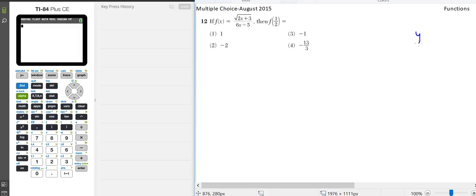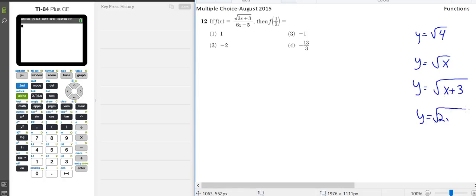Let's say we have y is equal to the square root of 4. This is not a radical function because we don't have a variable inside the square root sign. Y is equal to the square root of x is a radical function. Y is equal to the square root of x plus 3 is a radical function. Y is equal to the square root of 2 times x plus 3. These are all radical functions because we have an x inside the radical sign.